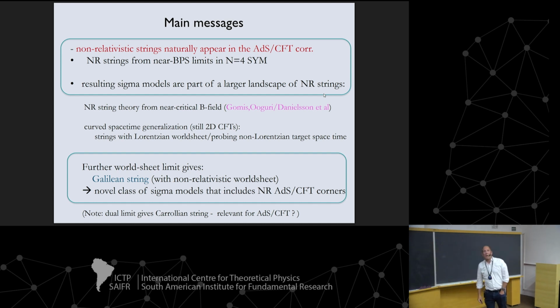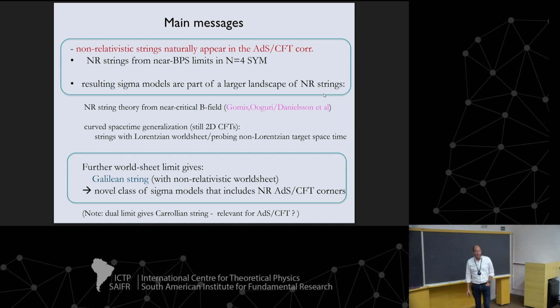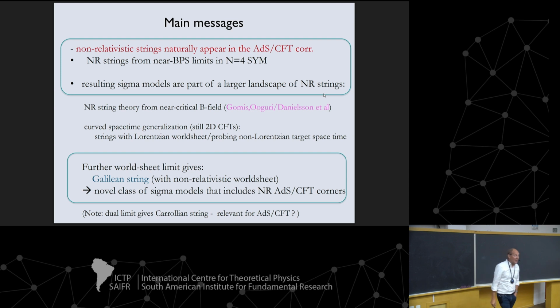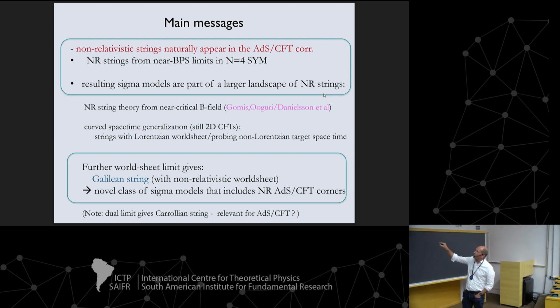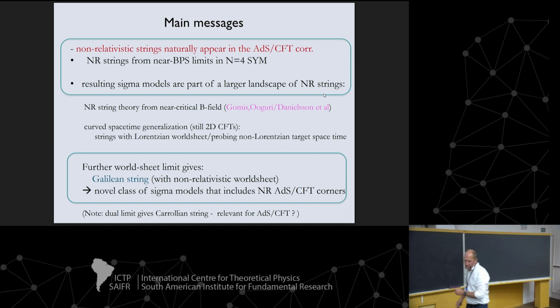What's more modern, and is more like developments from the last 5 years, is the question: in a sense, this NR string theory has been dormant from a certain point of view for 23 years, but is there a curved space-time generalization of these NR string theories of the 2000s? I should, by the way, say that these are still two-dimensional worldsheet CFTs, but they have strings that are probing non-Lorentzian target spacetimes.